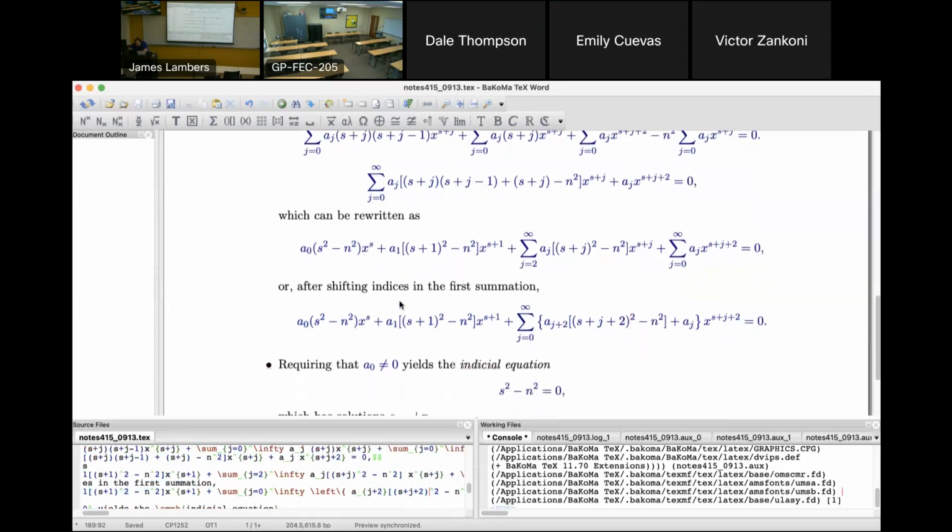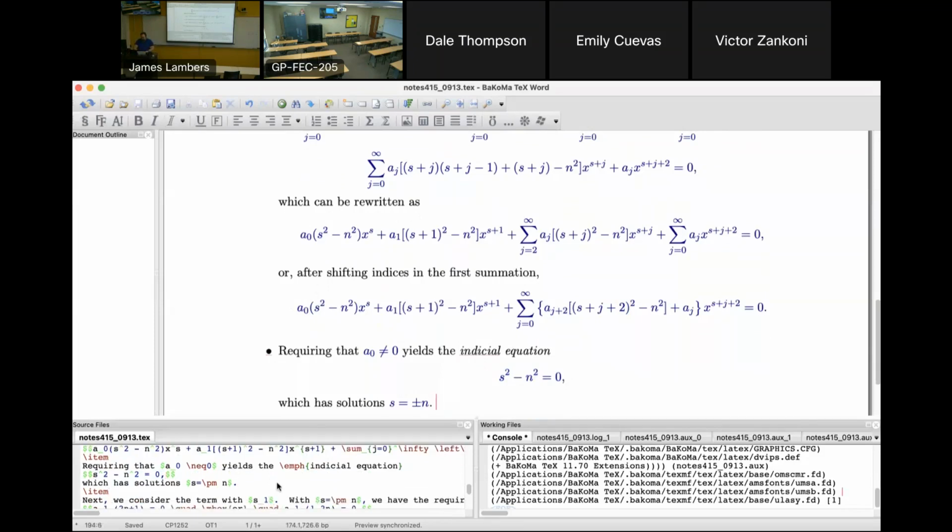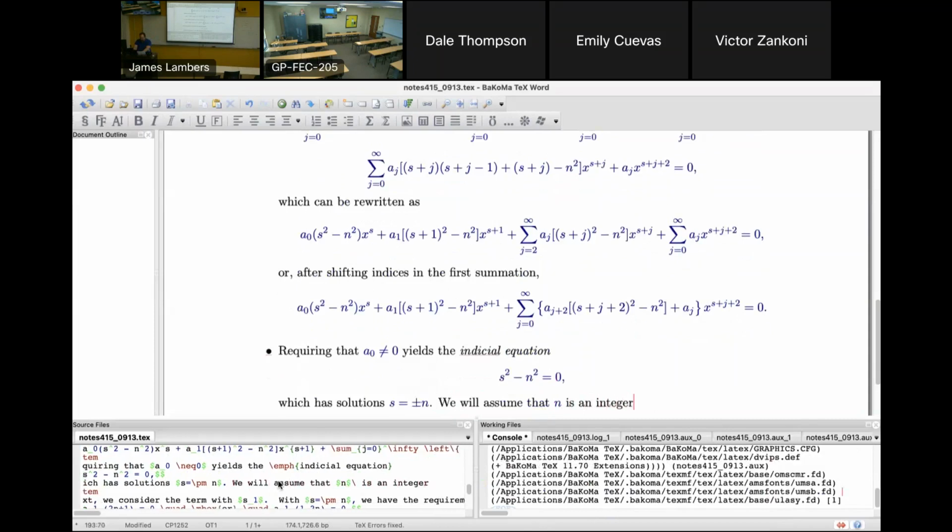And the term corresponding to a0, we set that equal to 0, and that gives us the indicial equation. a0 itself cannot be 0. The rest of it has to be 0. So s is equal to plus or minus n. And I should have made this clear at the outset. We're going to assume that n is an integer. It's allowed to be positive or negative.